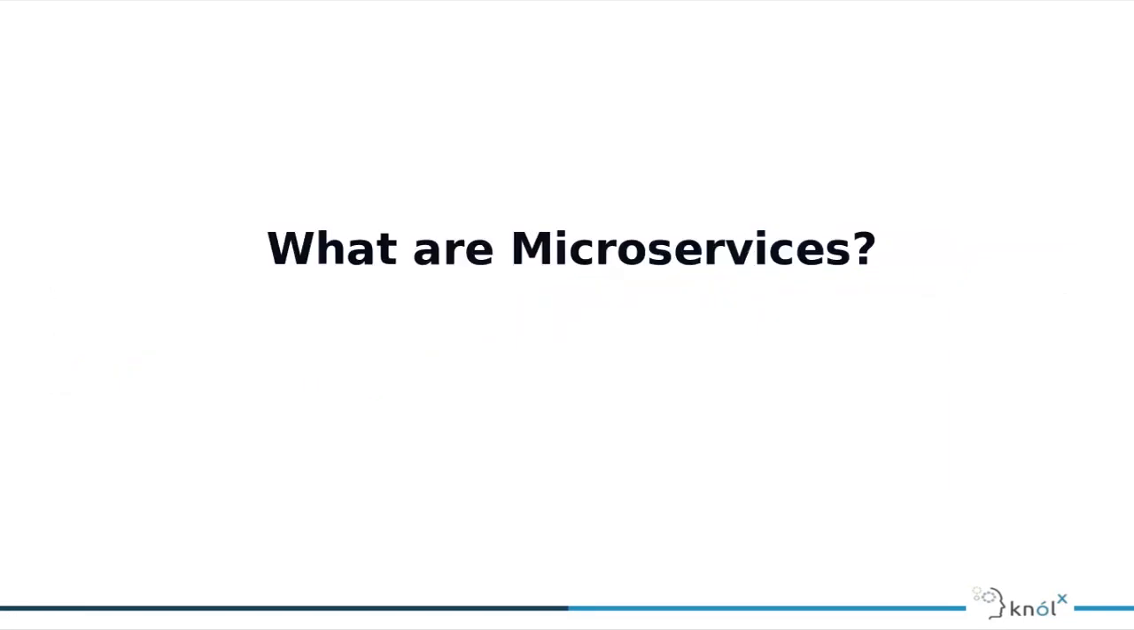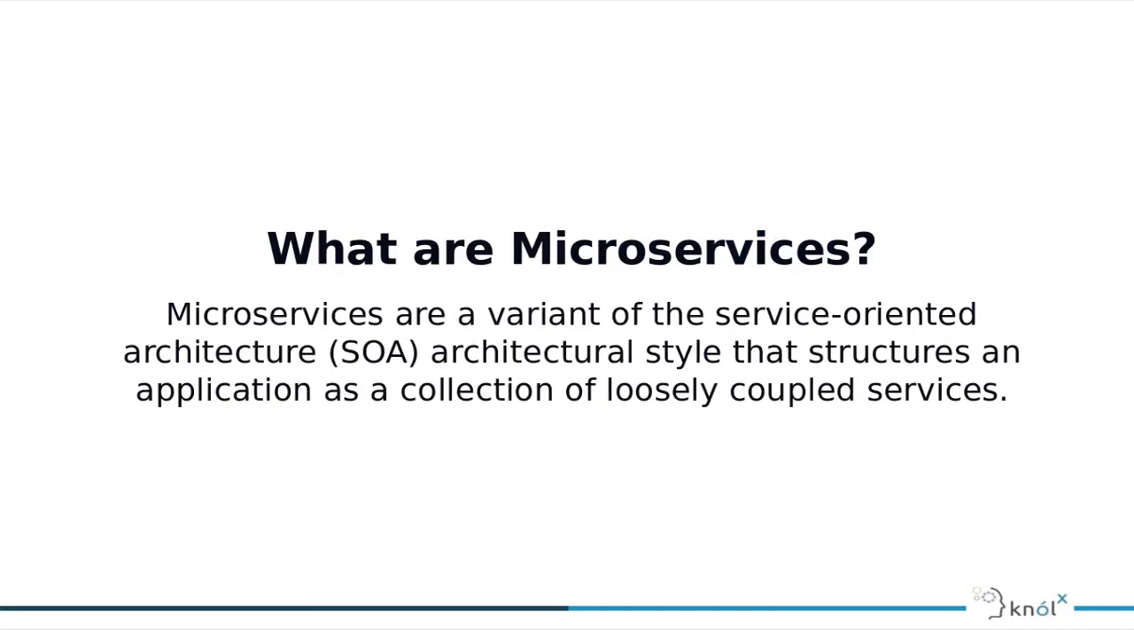Now let's see what are microservices. Microservices are a variant of SOA architecture that structures an application as a collection of loosely coupled services. So basically, you divide your application into smaller pieces so that you can build them and deploy them in isolation. That's what a microservice means. It's the same service that we build in an application, but totally built, deployed, and running in isolation from other services.